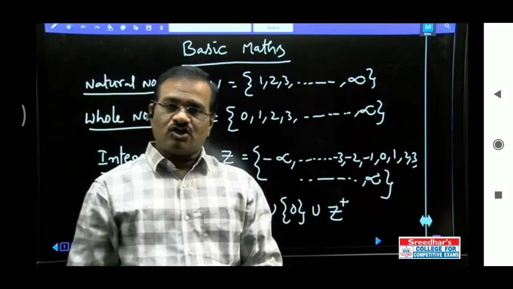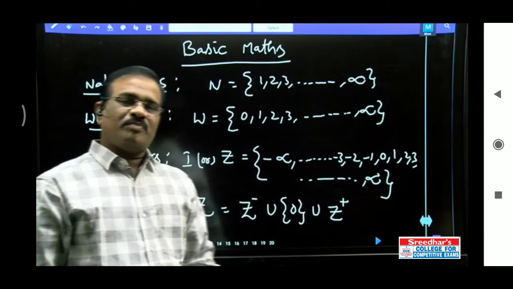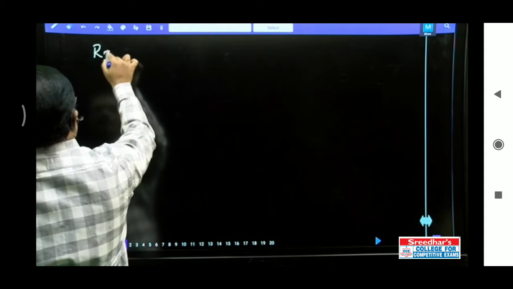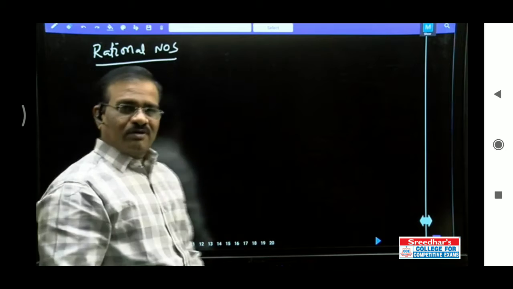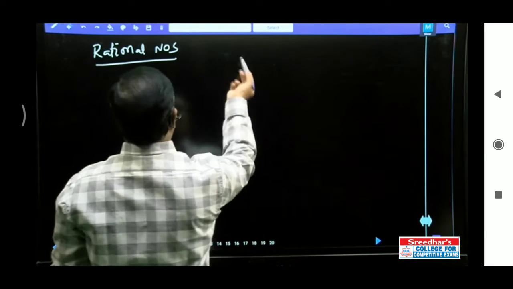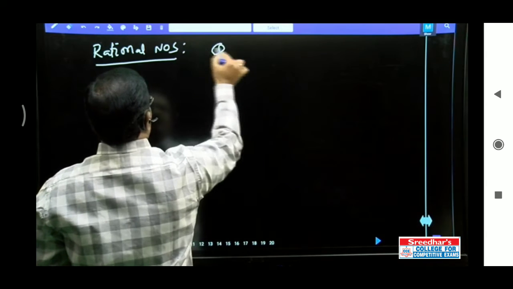Next, rational numbers. What are rational numbers? Any real number which can be expressed in the form of p by q is called a rational number. The numbers which are in the form of p by q are called rationals. The set of rational numbers is denoted by the letter Q.